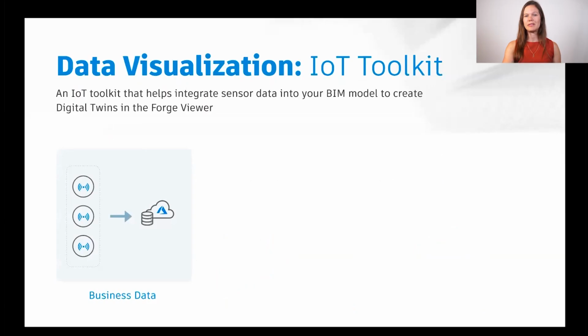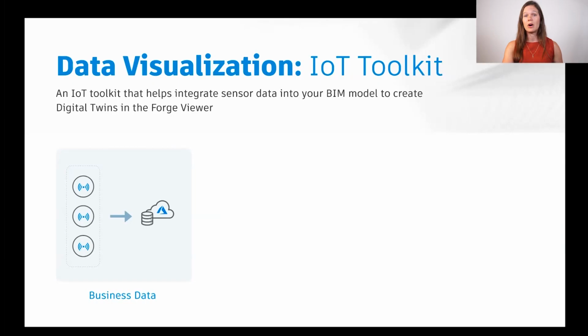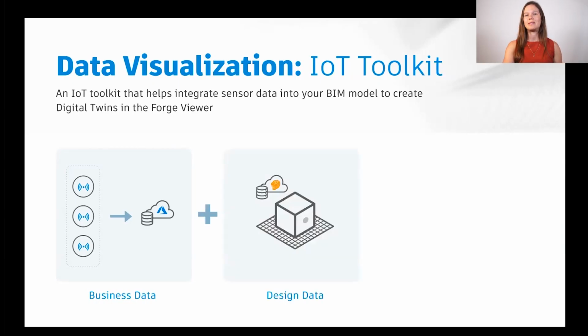And here's how it works. On one hand, we have business data. And this business data is coming from sensors. This could be temperature, CO2, and oxygen, and so forth. And this is coming from a time series database. It could be Microsoft Azure, AWS, or your own. On the other hand, we have the design data. We have the models coming from BIM, Revit, or any other. And combining these two together, you can build your own flavor of digital twin.